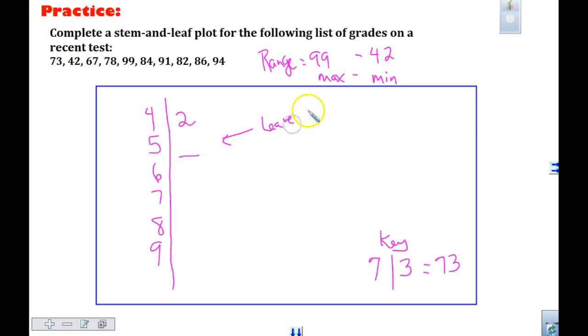The reason you want to leave it blank is that if you put the 5 with a 0, that means 50, and we did not have a 50, okay? We had no 50 in our data. So please fill in the rest of yours.